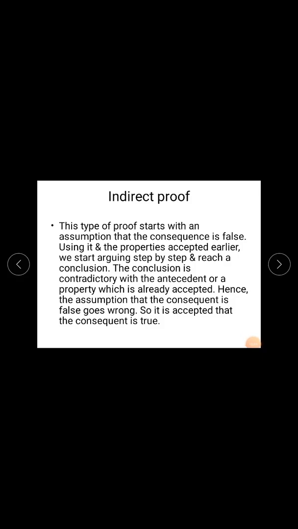Our next topic is indirect proof. This type of proof starts with an assumption that the consequent is false. Using it and the properties accepted earlier, we start arguing step by step and reach a conclusion. The conclusion is contradictory with the antecedent or a property which is already accepted. Hence, the assumption that the consequent is false goes wrong. So, it is accepted that the consequent is true.